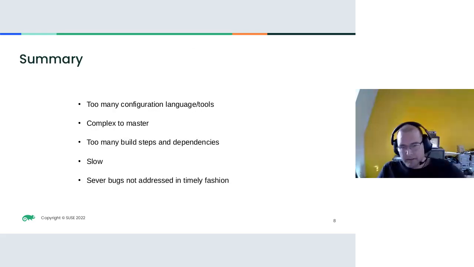Anyway, to summarize this, we have too many languages, too many configuration tools. It's complex to master, and you have a lot of build dependencies and steps, which results basically in a very slow execution of the configuration steps. And one thing which is sadly also true is severe bugs, like the makefile job execution bug, which haunted basically everyone, where the job execution is not coordinated. That means if you have parallel running makefiles with the job server running, you could easily run into parallel build race conditions. And that just got fixed after one decade.